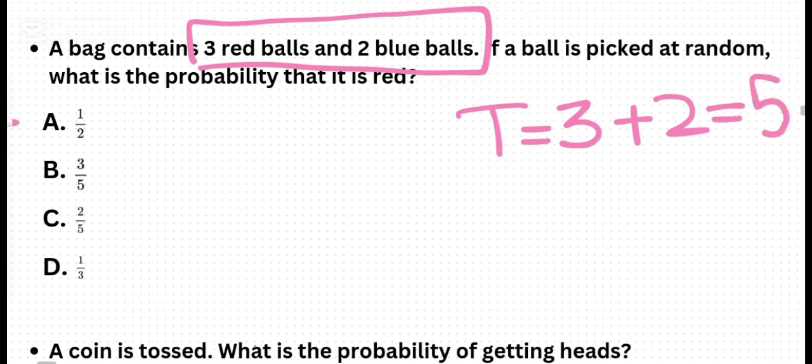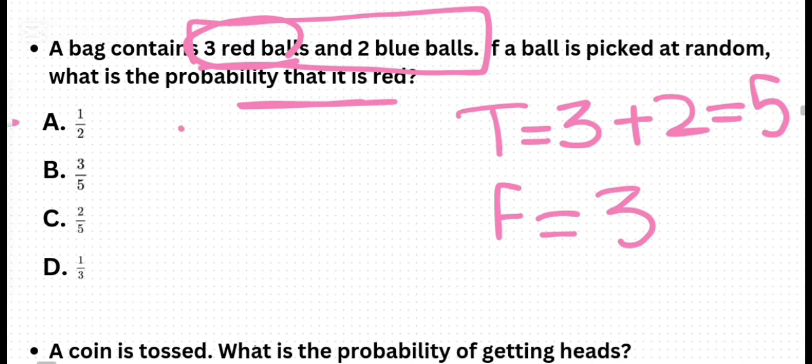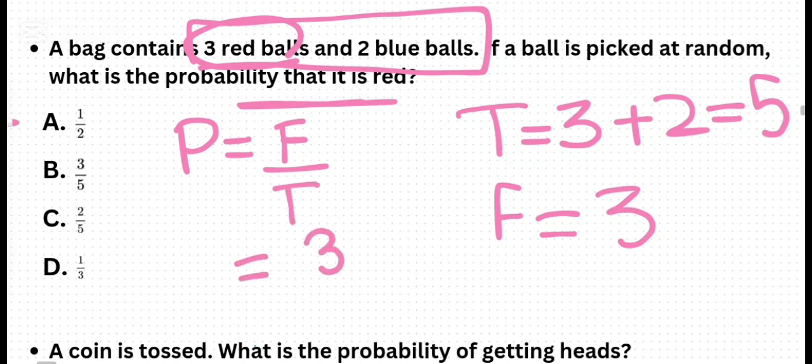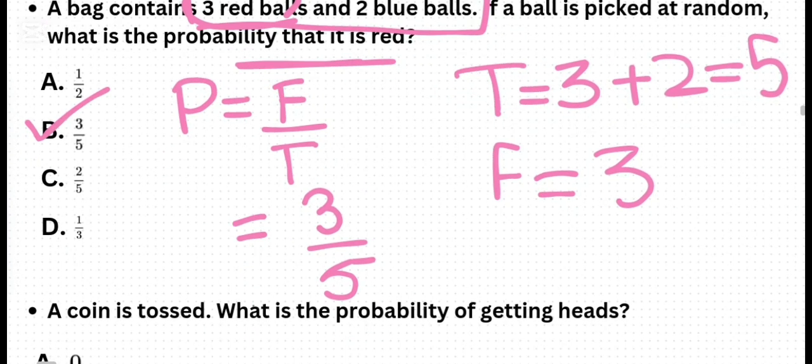Now we have to find F. If you see, they are asking in the question, what is the chance that it is red? There are 3 red balls in the question. So F is equal to 3. If you apply the formula P is equal to F by T, after putting the values it becomes 3 by 5. So what is the answer? The correct answer is B, right? Now let's move on to the next question.